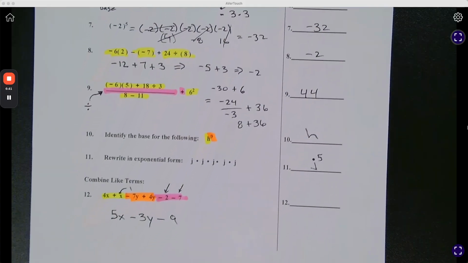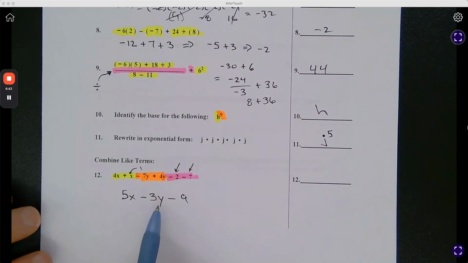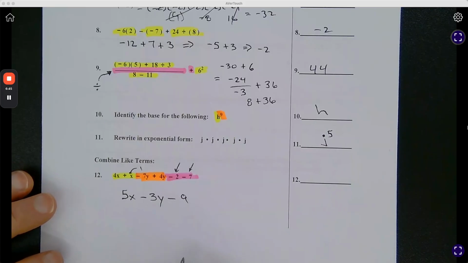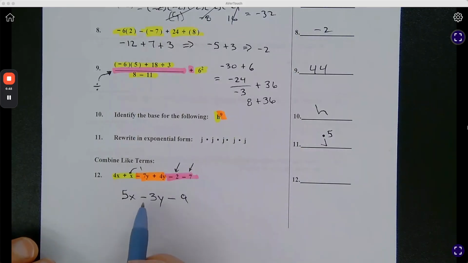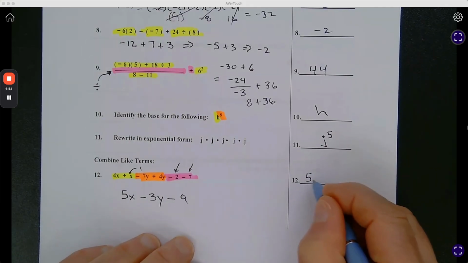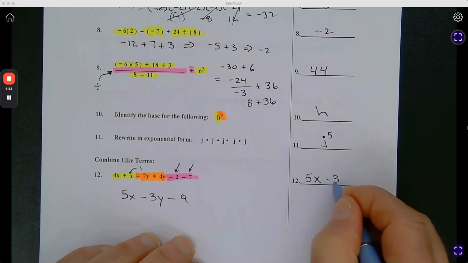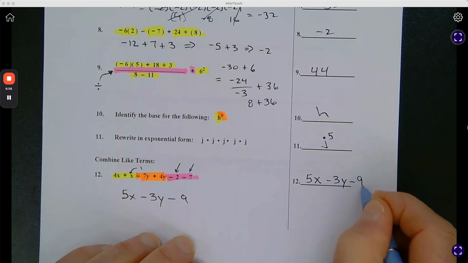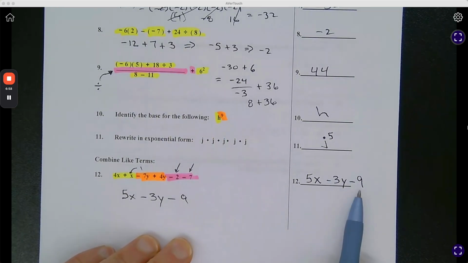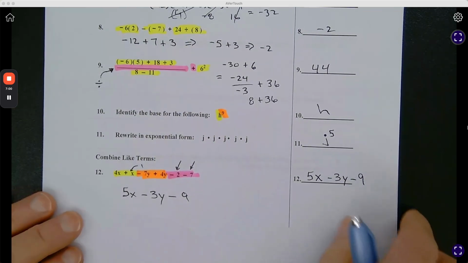Now, that x is not the same category as that y, which is not the same category as that constant. So I cannot combine those. My final answer should be in alphabetical order. X comes before y in the alphabet, and notice the constant always goes last. All right, good job. Let's go to the next page.